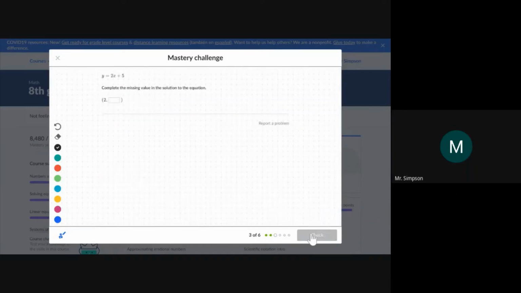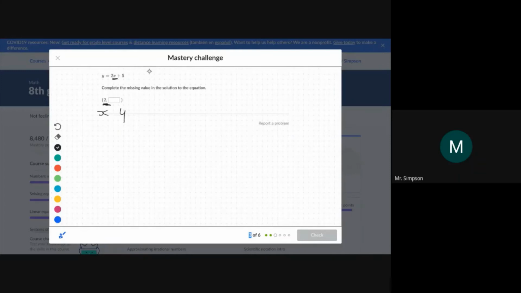This question says, complete the missing value in the solution to the equation. Now we know that when we're working with coordinates, the first number here is always going to be the x value. So that is the x, and what we're trying to find is the y value. They've already given us the x value, which is 2. Now we're trying to find the y value. How do we do that? Because they've given us the x value, wherever we see x in the equation, we're going to put 2.